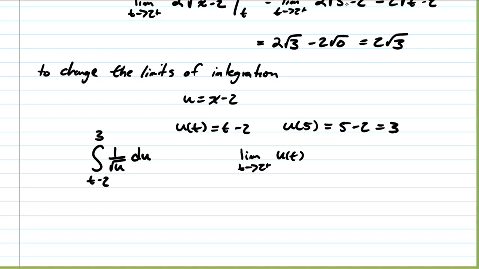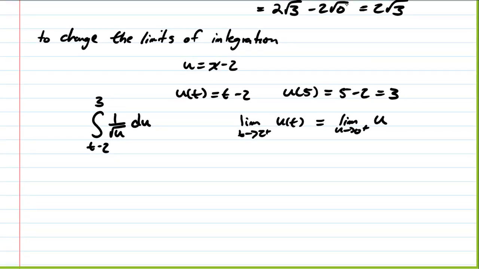Well, u of t is t minus 2. What does u approach when we put 2 in? Well, what's 2 minus 2? 0. So this is the same as the limit as u approaches 0 from the right, because we're transforming the limit from the input variable t to the output variable u. So the limit as t goes to 2 from the right of u of t goes to 0 from the right. So the limit as u approaches 0 from the right of u. I know, it's a little interesting.